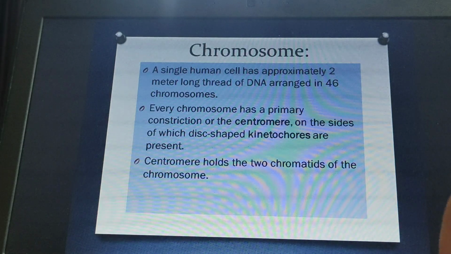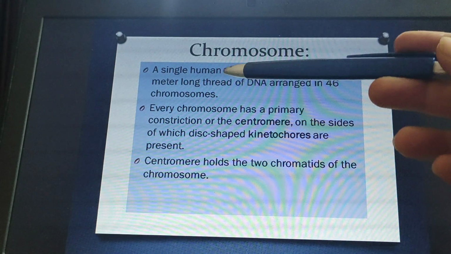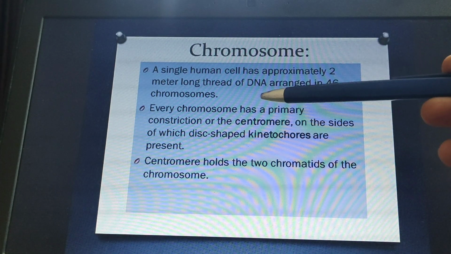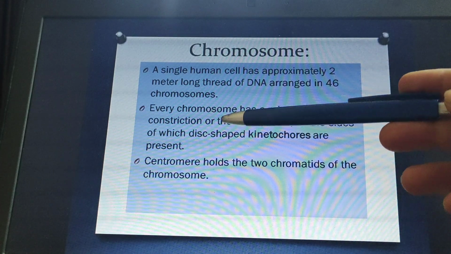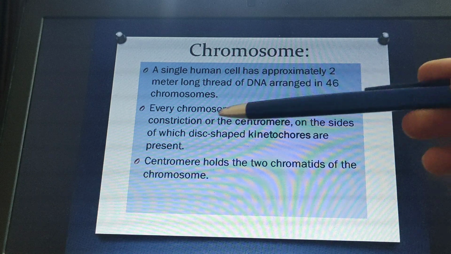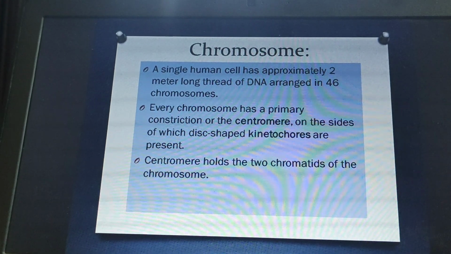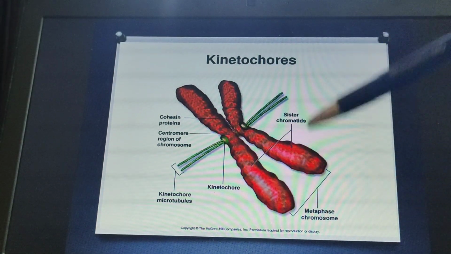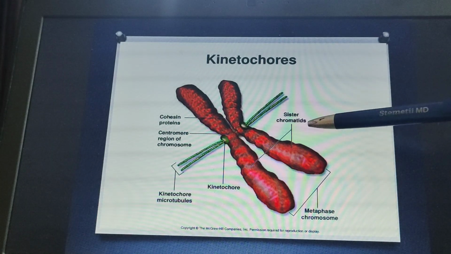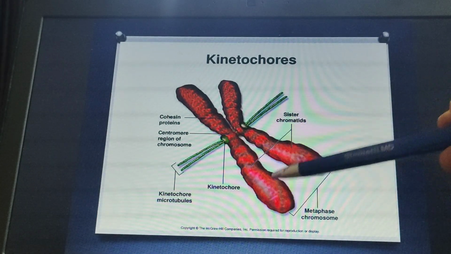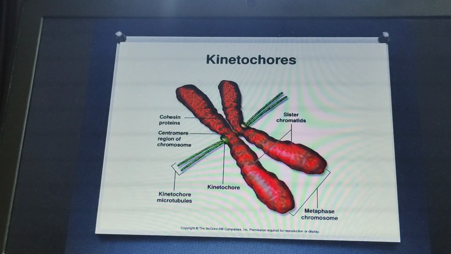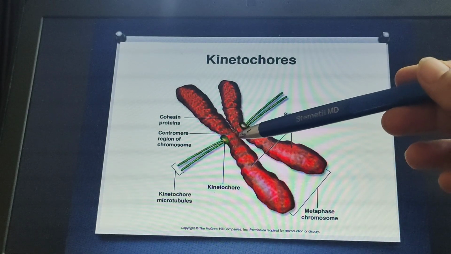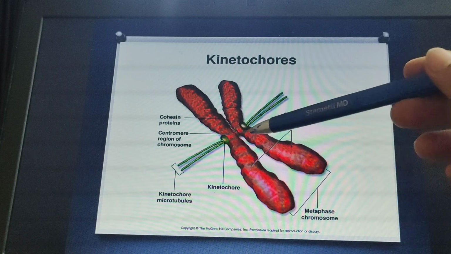Now we will go for the detailed structure of the chromosome. A single human cell has approximately 2-meter long thread of DNA arranged in 46 chromosomes. Every chromosome has a primary constriction or the centromere, on the side of which disc-like kinetochores are present. You can see over here, this is the chromosome. These are the two arms of the chromosome, one arm and the other arm. These are called chromatids, and with respect to one another they are called sister chromatids. And these sister chromatids have a primary constriction in the center, which is called the centromere, through which they are connected to each other.